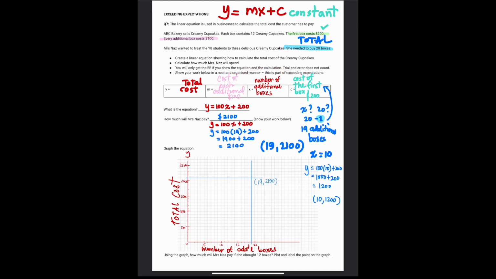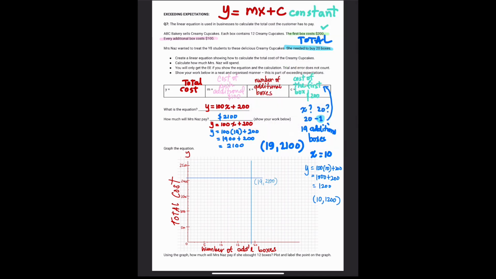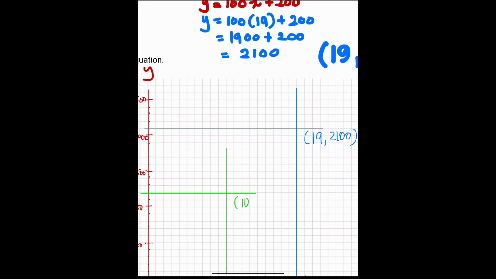So let's plot that. Let's use another color. Let's choose green. Let's use a narrower marker. Okay, 10 would be over here, and 1,200 is over here. So this would be 10 and 1,200. Remember, you have to label your points.